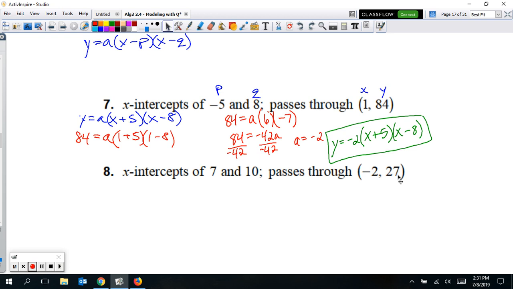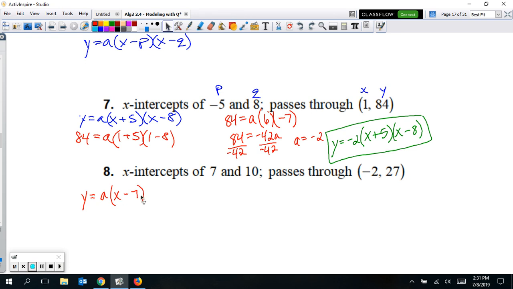Okay, hopefully you've got an answer and have an equation for number 8. Our x-intercepts are 7 and 10. That's your P and Q numbers. It passes through these x and y numbers here, so that's what we're going to use. As we start to plug things in, we'll start with y equals a, and then our first parenthesis is x minus 7, because it's positive here as a P number, but as it goes in, it looks like it's now negative.